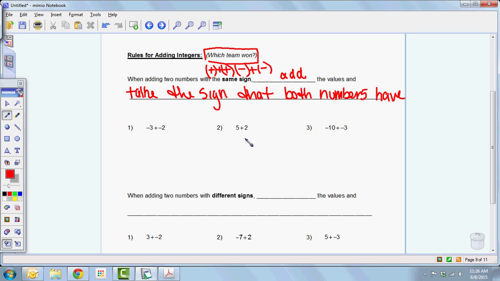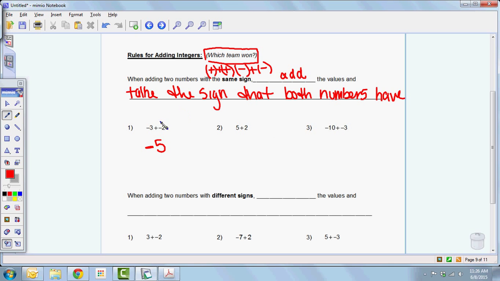Okay, so let's look at some examples. All of these integers have the same sign. So a negative plus a negative, positive plus a positive, negative plus a negative again. Whenever you see that they have the same sign, we're going to add those two things together and take the sign that both integers have. So a negative 3 plus a negative 2, if I add 3 and 2, my answer is going to be 5. And since they're both negative, I'm going to make it a negative 5.